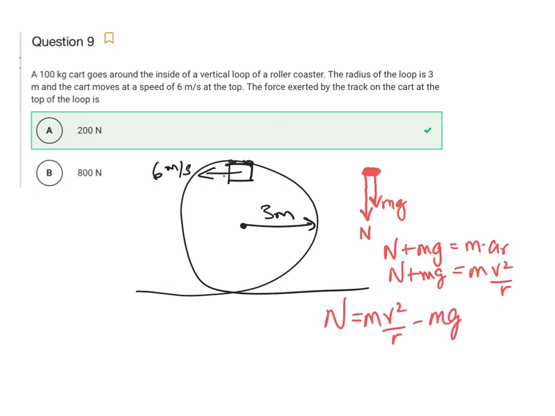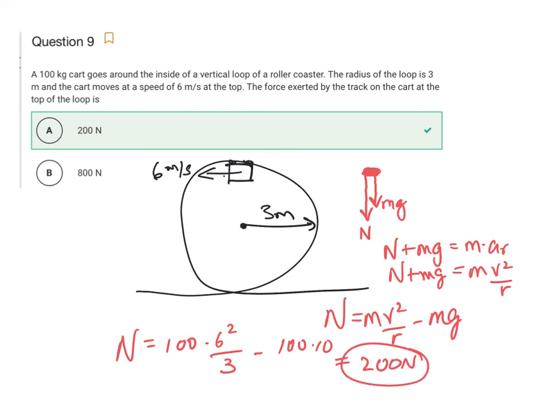All right. I've got all this information. So the normal force is the mass, 100, times 6 squared over 3 minus 100 times 10. When you do that math, you get 200 newtons. So that answer is A.